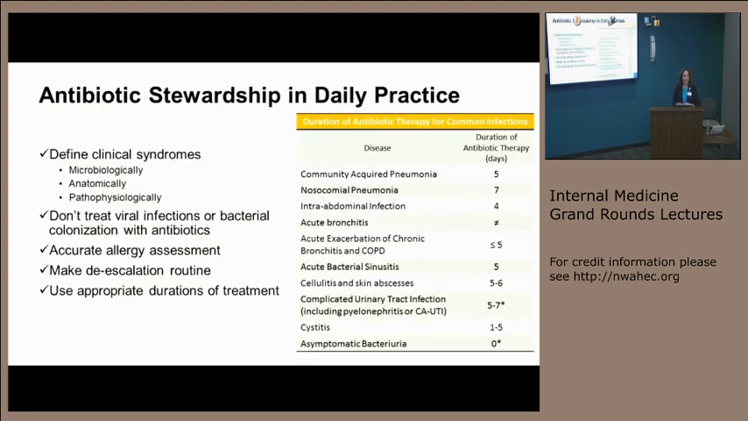And then a couple of other key points. Be sure to make a diagnosis to the best of your ability. Don't treat viral infections or bacterial colonization. Make an accurate allergy assessment. Make de-escalation part of your routine, and use appropriate durations of treatment.